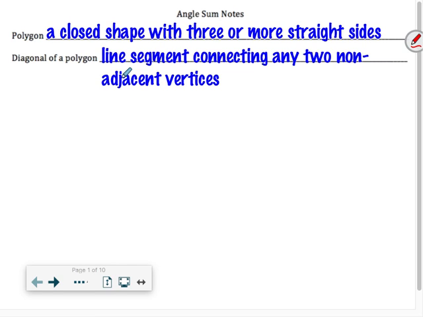Angle sum notes. A polygon is a closed shape with 3 or more straight sides. A diagonal of a polygon is a line segment connecting any two non-adjacent vertices. And I will explain what non-adjacent means.